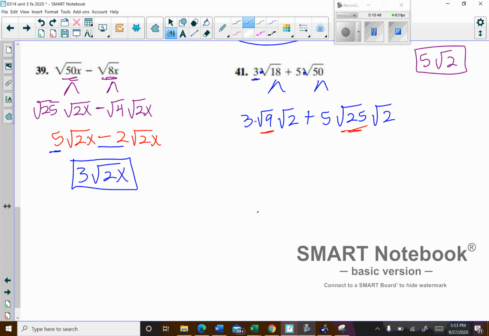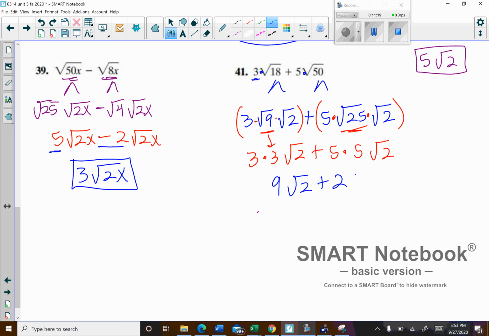And just remember, these are all separated by multiplication here. I do have addition, and then 5 times square root of 25 times square root of 2. So we're going to simplify each part individually. This will become 3 times 3, and then I still have the square root of 2, plus 5 times, and this 5 comes from the square root of 25 right here, and then square root of 2. And so now I end up with 9 square roots of 2 plus 25 square roots of 2.